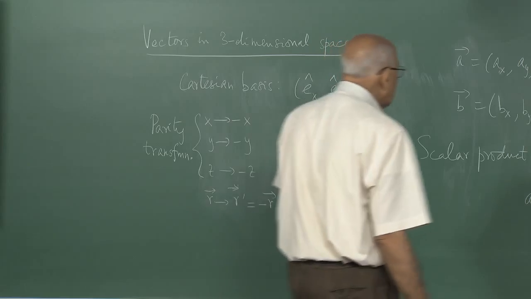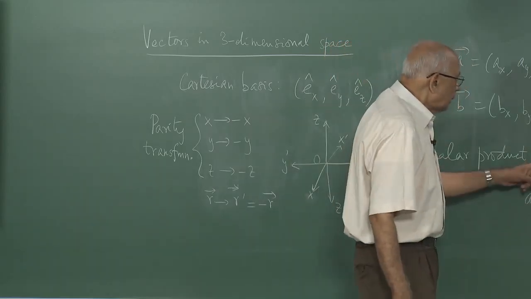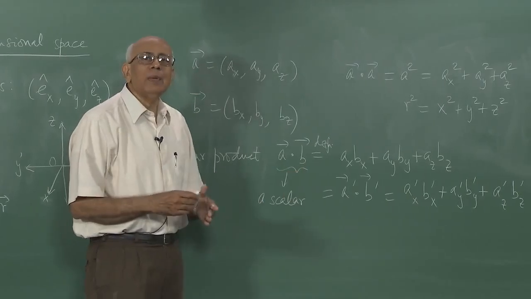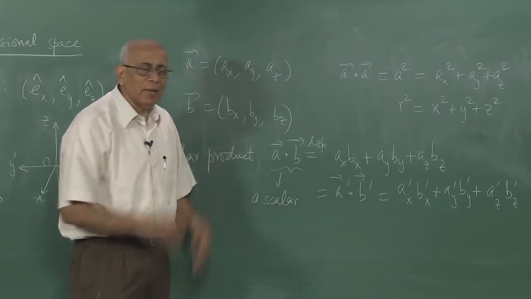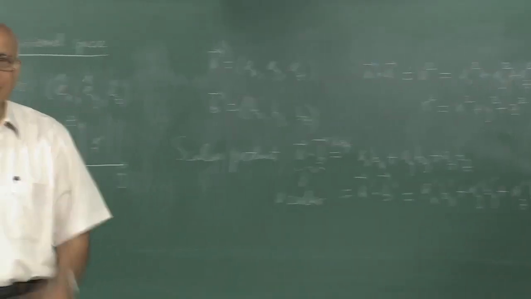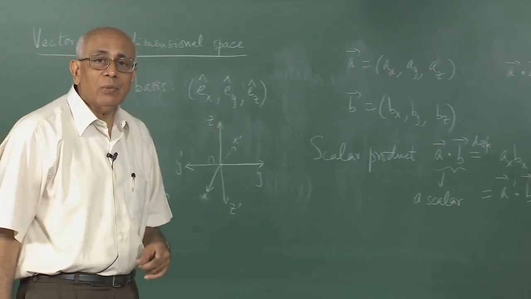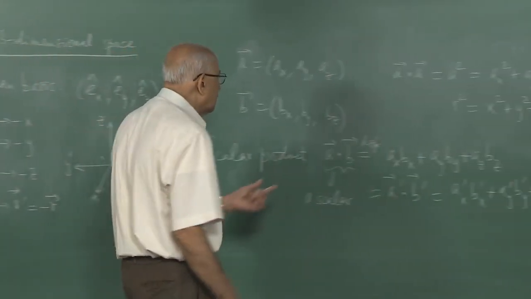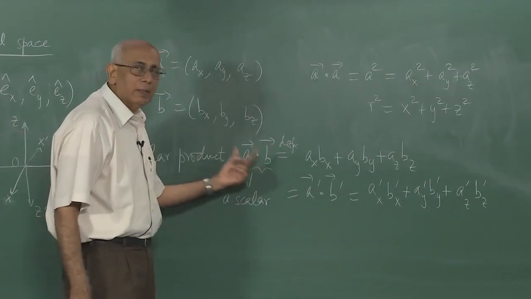On the other hand, what happens to the scalar product? Well, if A goes to minus A and B goes to minus B, A dot B remains unchanged. It is exactly the same under a parity transformation, which is why it is called a scalar. Had it changed sign, I would have called it a pseudo scalar, but it does not change sign, so this thing is indeed a scalar here.